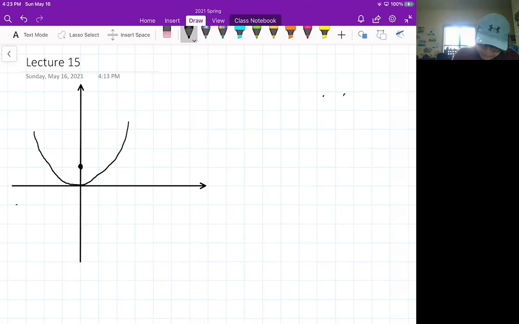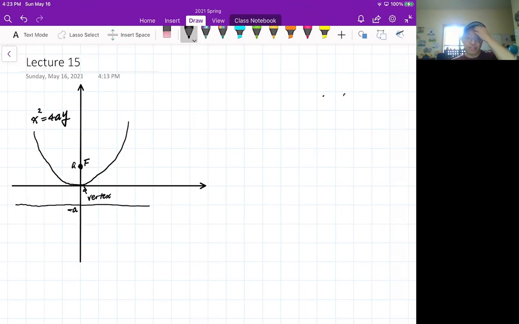And this may be the directrix. The directrix is here. So the focus is here, and that's for the a, and this is for the negative a here. And this is the vertex. And the equation is x squared equals 4ay. That's what we did last time.